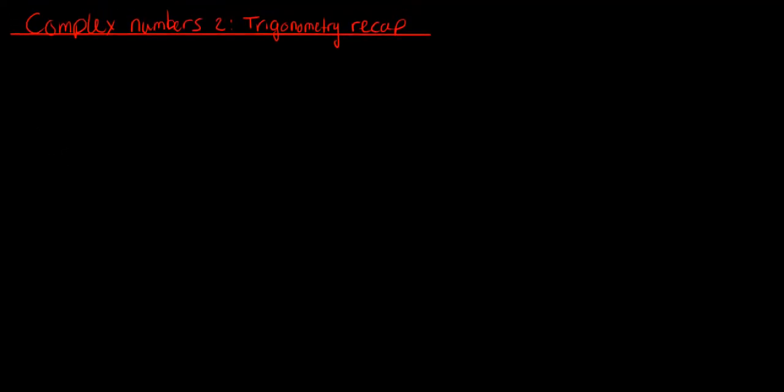Suppose we have a triangle like this. We have a side over here and one over here. And this triangle has a 90-degree angle. Let's call this point A. We have here point B and here point C. And let's call this angle over here alpha.